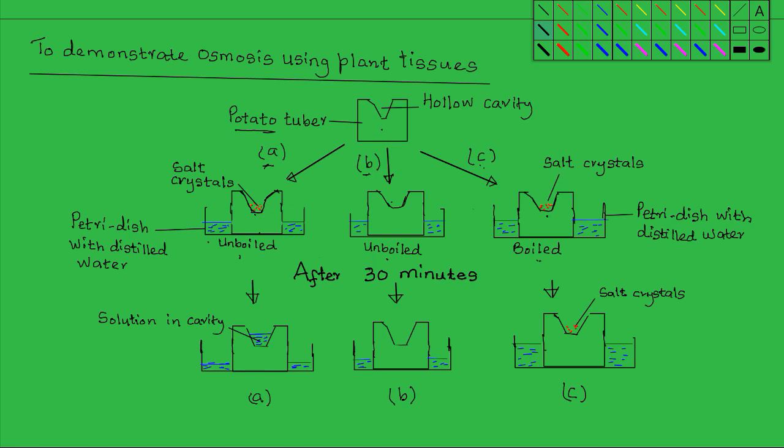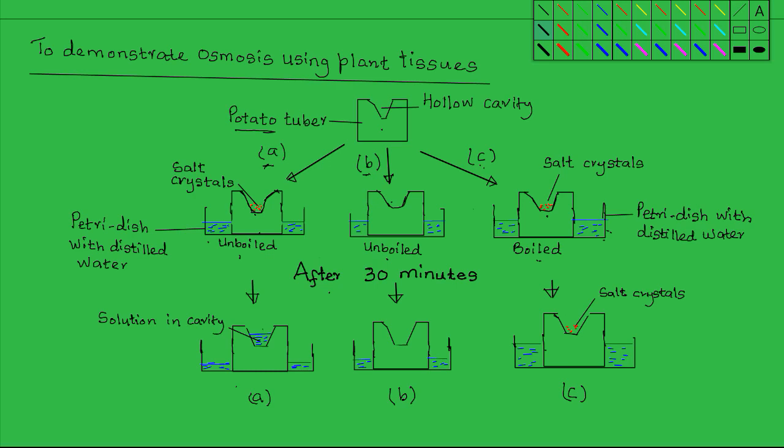While in the third tuber, we'll see that the level of the water in the petri dish remains the same, and the salt crystals remain unchanged, that is, they do not go into solution. Now, explanation of these observations.